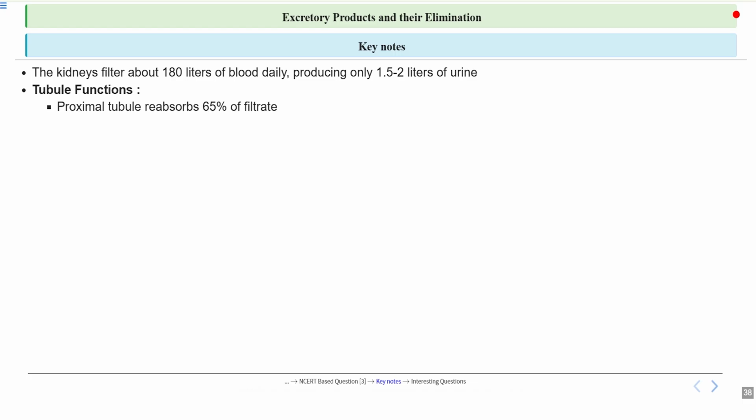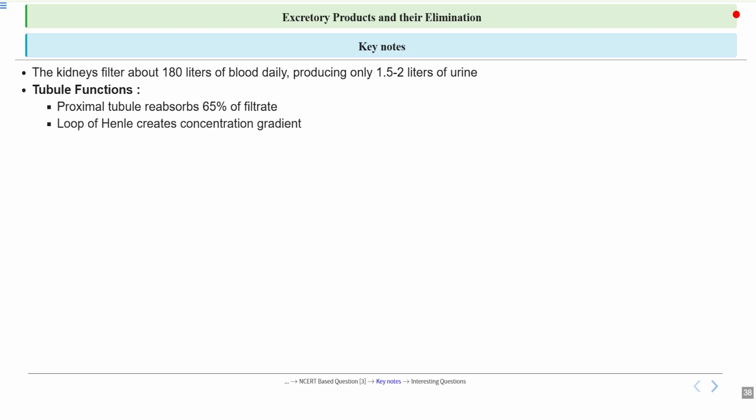Now we already talked about proximal tubule. It is our first stop. It reabsorbs about 65% of filtrate, which includes water, salts, and nutrients. This is like the main sorting area where most useful materials are reclaimed right away.